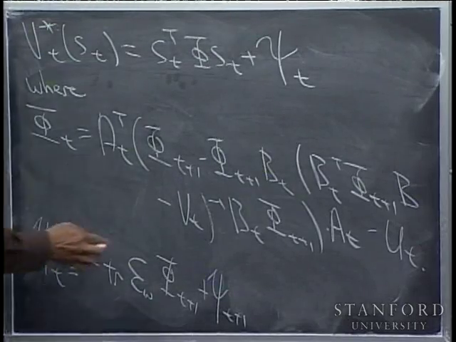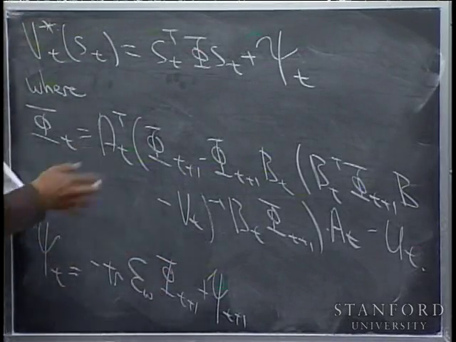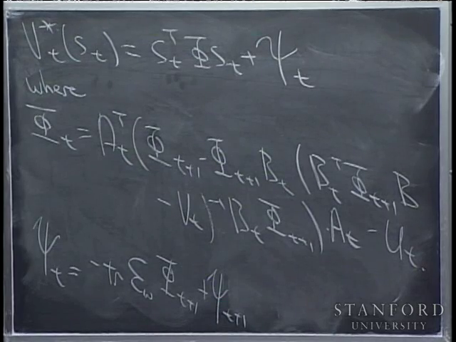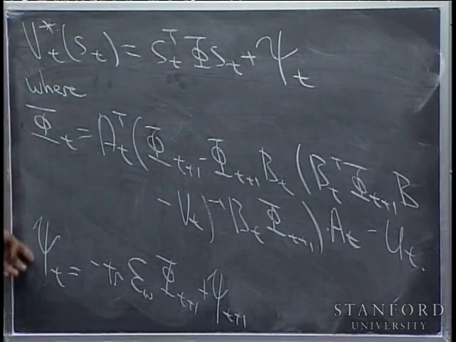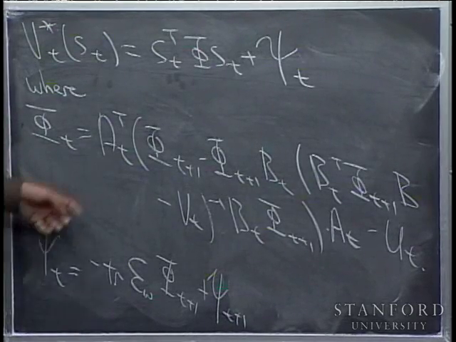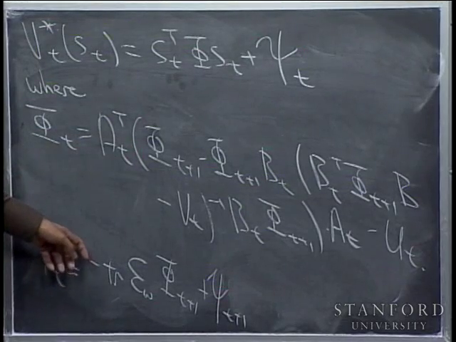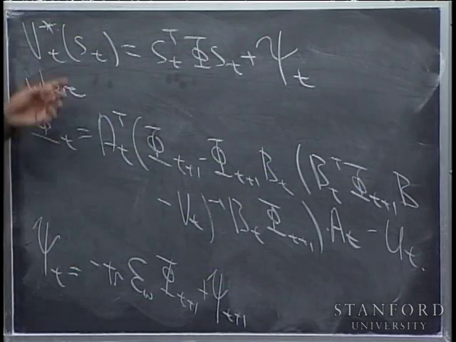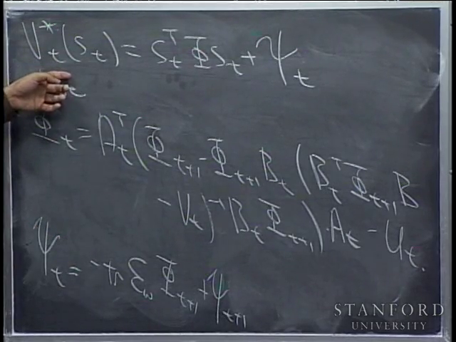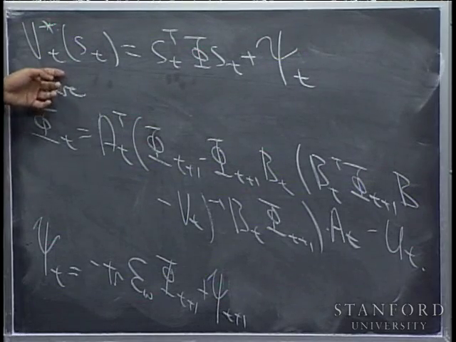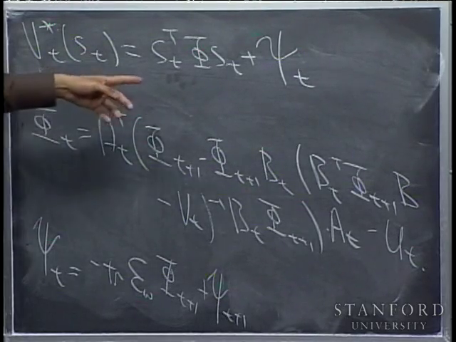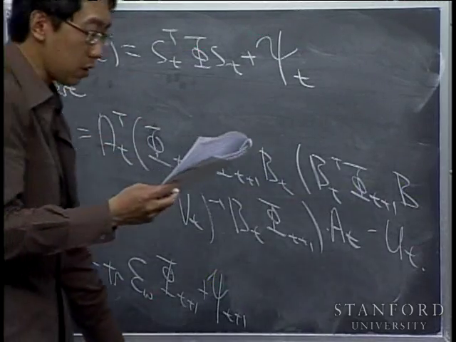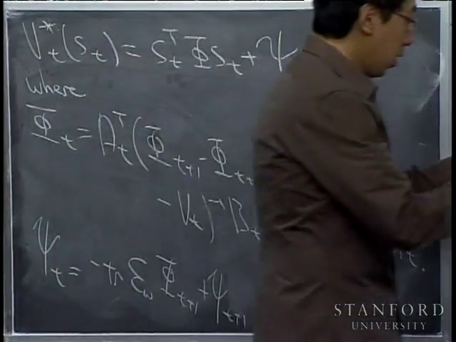So just to summarize, really, don't worry too much about the forms of these equations. What we've done is we've written down a recursion that expresses phi t and psi t as a function of phi t plus 1 and psi t plus 1. And so this allows you to compute the optimal value function for when the clock is at time lowercase t, as a function of the optimal value function for when the clock is at time t plus 1.